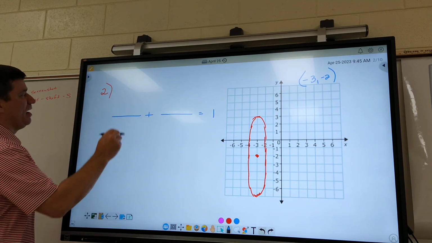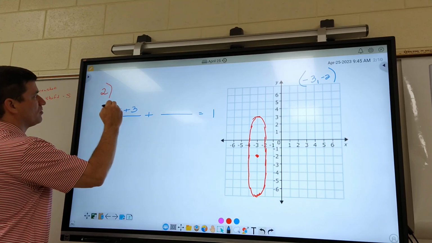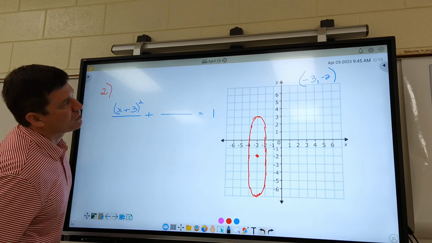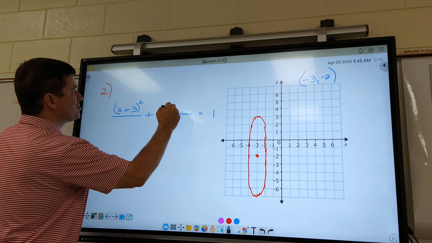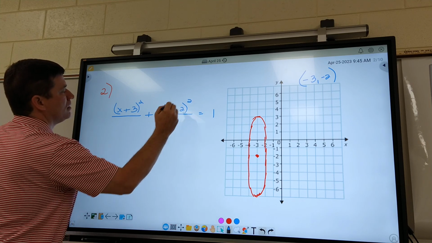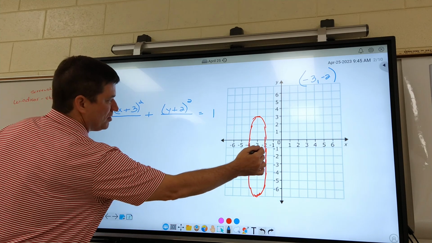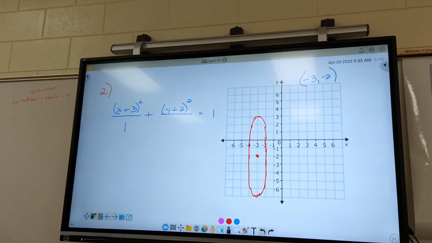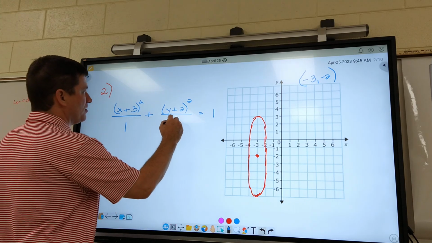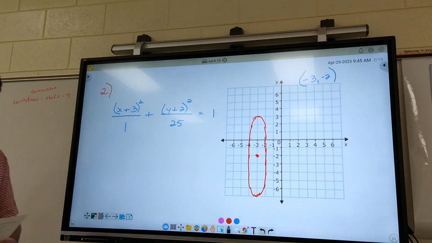All right, so we got x plus 3 squared on top. We got y plus 2 squared on top. All right, so Braden, what's our radius on the x-axis? 1. So 1 squared is 1. Now, Braden, what's the radius on the y? 5. 5 squared is 25. I think we're good. Everybody should be good on those two.